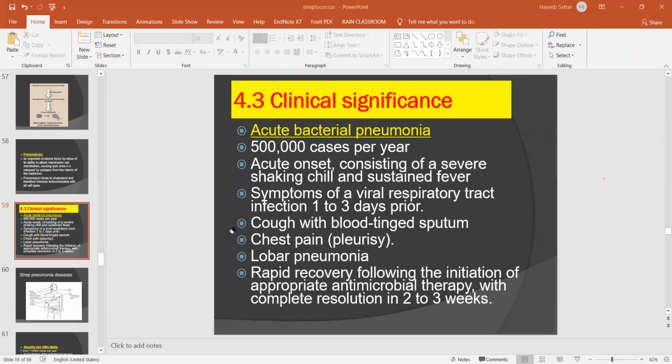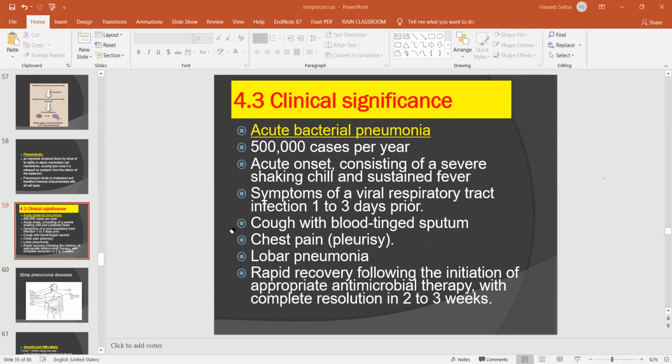So the patient will have chest pain, because when the patient tries to respire, the patient will develop a pain, and that pain is because of the inflammation of the lungs.